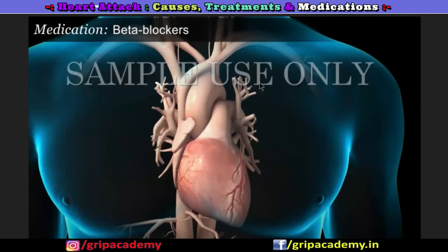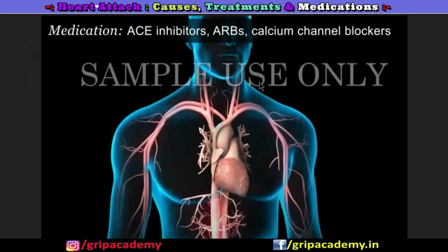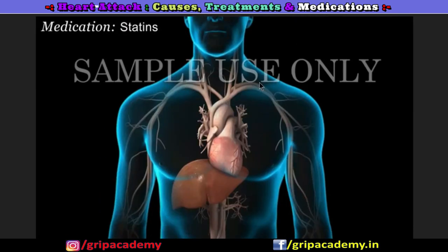Yes. So now the second one, you may also have received drugs called beta blockers that help lower your heart rate and also blood pressure. And also drugs such as ACE inhibitors, also called ARBs, or calcium channel blockers. These also work to lower the heart rate. Okay, and you may also have been prescribed statins along with a low fat diet.